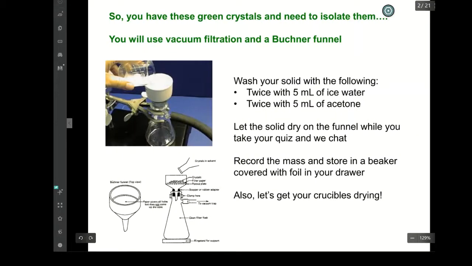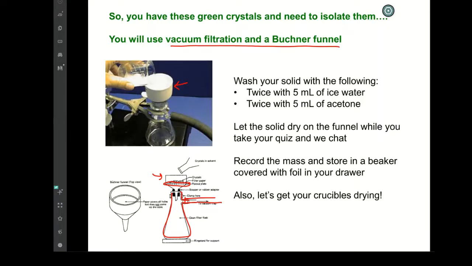If you made your own green crystals, you'll have to isolate them at the beginning of class. To do this, they should be growing in a beaker in your drawer, and you will set up a vacuum filtration like this, which will be shown to you in class. You'll have this Buchner funnel with a piece of filter paper, and then we'll have a filter flask, which looks like an Erlenmeyer flask but has a sidearm on it that we can attach to the vacuum in our hoods.